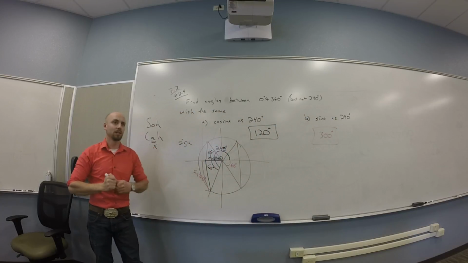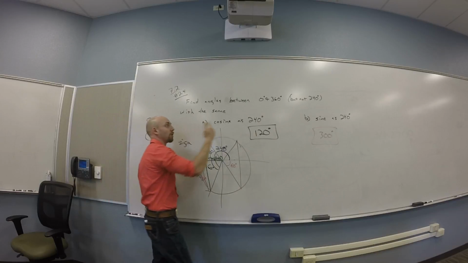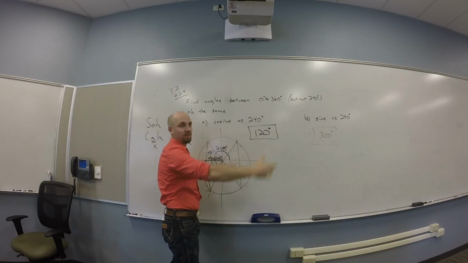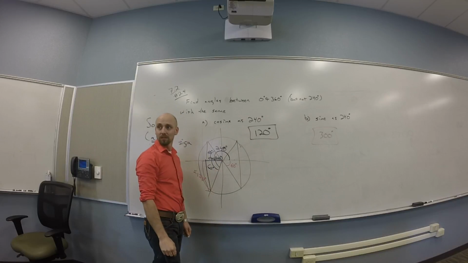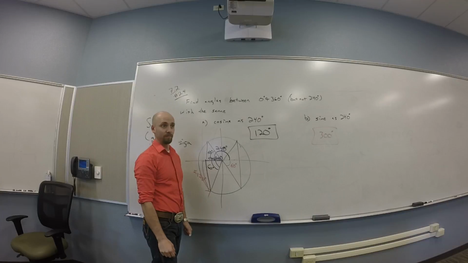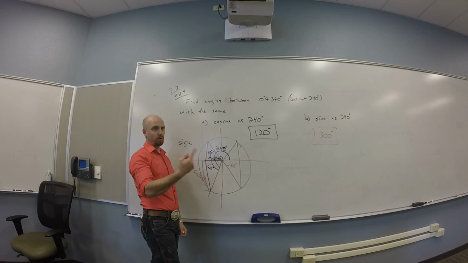Does that make sense? And if you wanted to have the same cosine and the same sine, then it would have to be 240. There's only one, it's 240. You guys see that? Questions? Does that help you to do the other one?